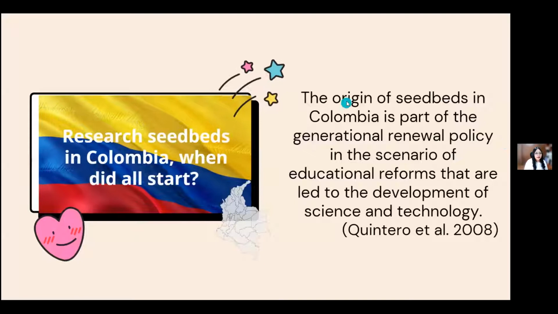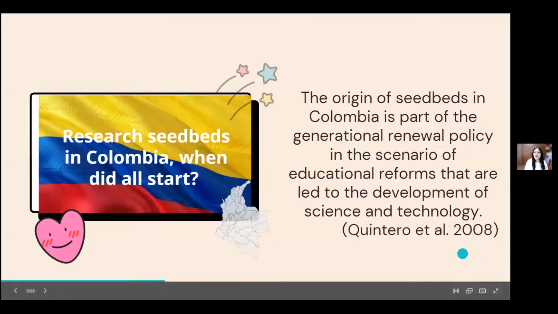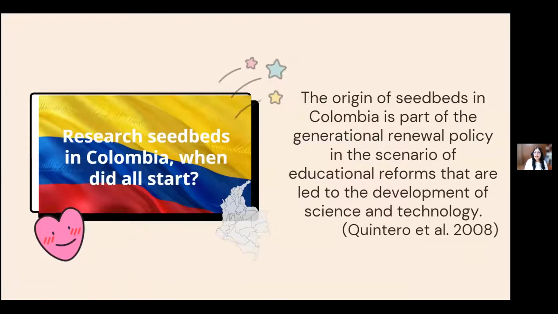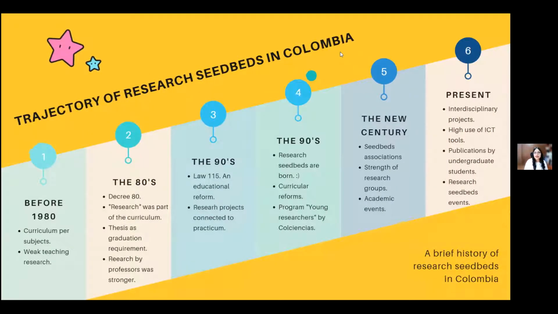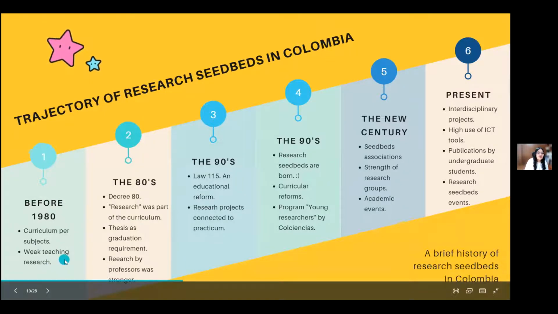Now, research seedbeds in Colombia, when did it all start? Well, the origin of seedbeds in Colombia is part of the generational renewal policy in the scenario of educational reforms that are led to the development of science and technology. So now the trajectory of research seedbeds in Colombia. Before 1980, taking into account that it was for a university context, curriculum was just per subjects, and the work of research, let's say for teachers, was very, very weak.